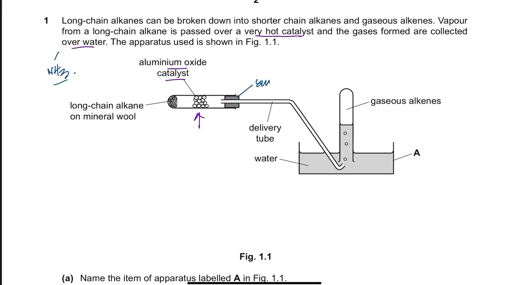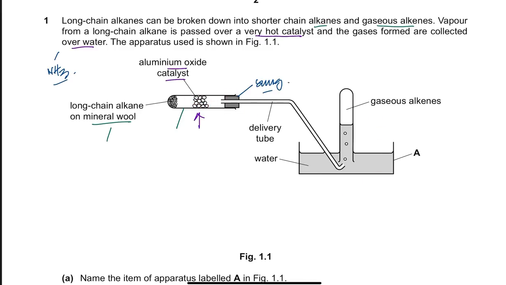You have a bung right here. This is called a bung, which is actually a stopper, which airtights it and prevents the gaseous alkenes that are formed from escaping. That's my catalyst. This is called a test tube or you could call it a boiling tube. Now it says long chain alkane on mineral wool. Understand that mineral wool is actually used to hold or soak up this long chain alkane, right? So this long chain liquid has been soaked up in the mineral wool. And the reason behind it is obviously we want to perform the experiment at our choice. We don't want the alkane just going on and reacting directly without our entire setup, right?